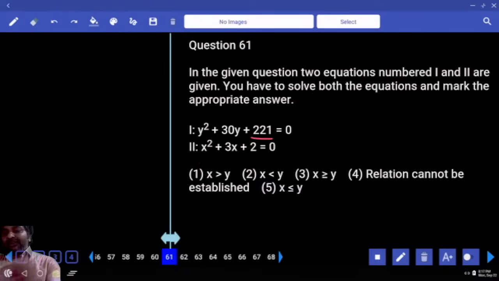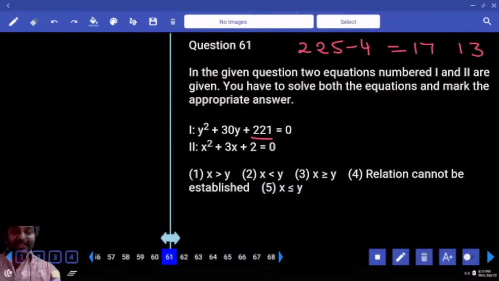221. When you see 221, what comes in your mind? You should identify it as 225 minus 4. Nearest square value for 221. What is that? 225. How much less? 4 less. 15 square minus 2 square only. A square minus B square. A plus B into A minus B. A plus B 17. A minus B 13. So this can be written as 13 into 17.